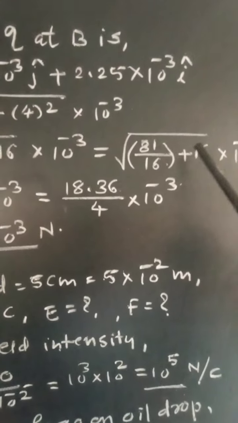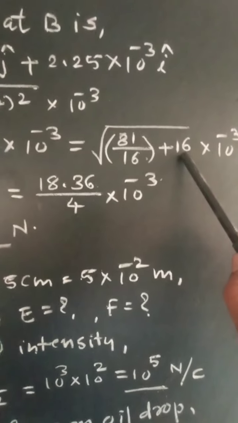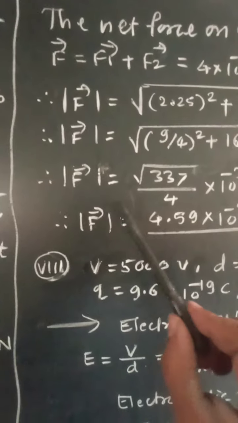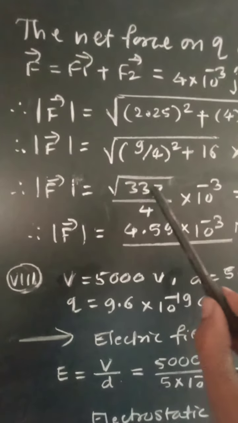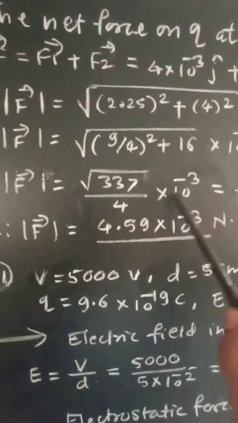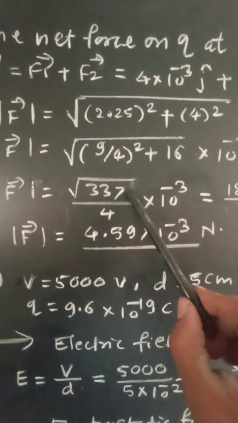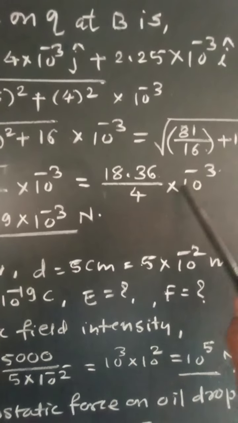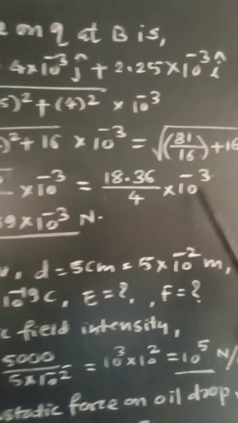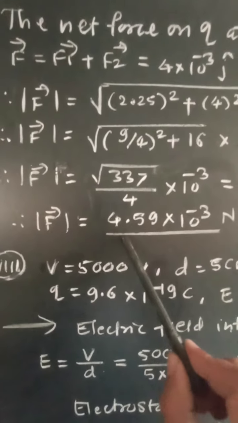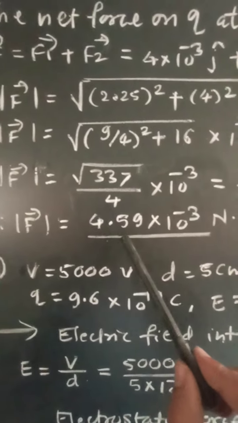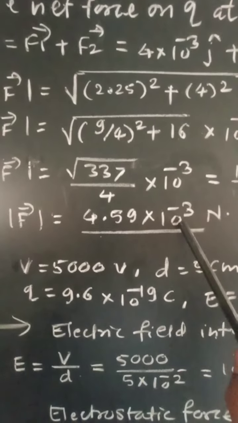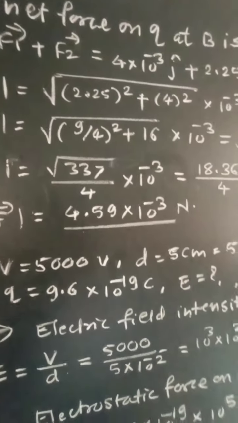That will be equal to square root of 81 upon 16 plus 16 into 10 raised to minus 3, which will be written as F is equal to square root of 333 upon 4 into 10 raised to minus 3. Square root of this comes out to be 18.36, and it will be divided by 4 into 10 raised to minus 3, and therefore we will get F is equal to 4.59 into 10 raised to minus 3 Newton, which is the required force.